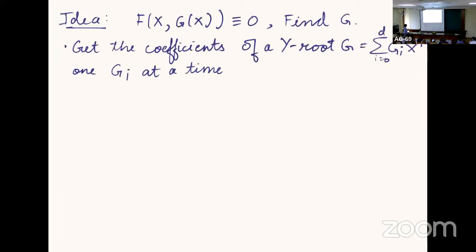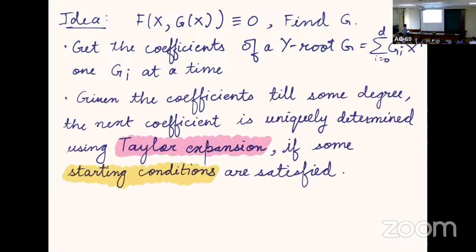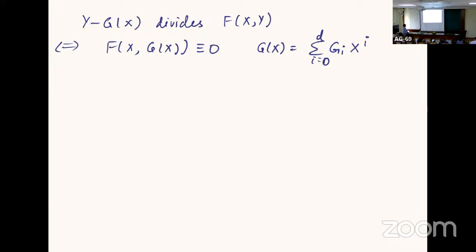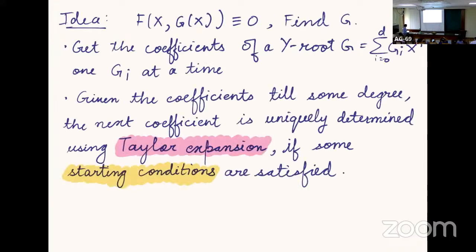So what's the idea? You are given f of x comma y, and you want to find some g which is a root in the y variable. The idea is that I want to get the coefficients of this polynomial g, one g_i at a time. And how do I want to do this? I want to do this iteratively. Given the coefficients to some degree, it turns out that the next coefficient is uniquely determined using a tool we are all quite familiar with, Taylor expansion, if some starting conditions are satisfied. The whole game is to ensure that we can satisfy these starting conditions. That is the high-level idea.